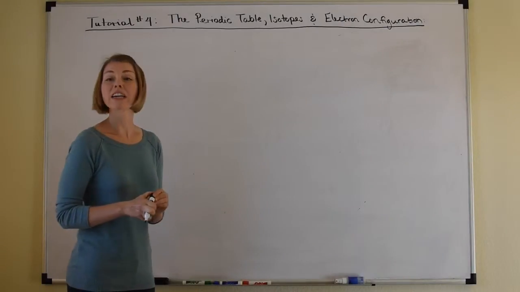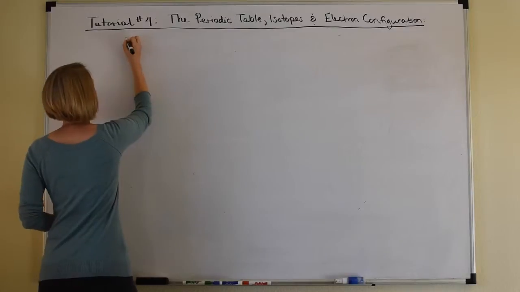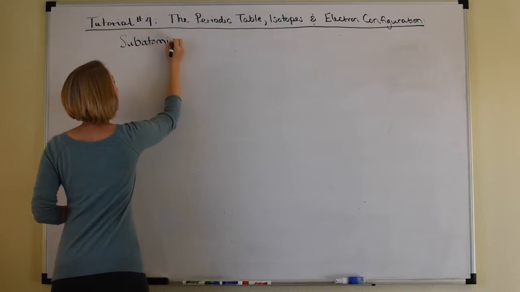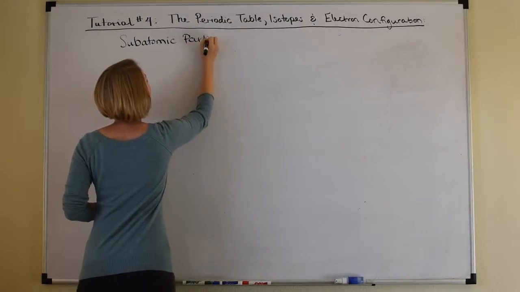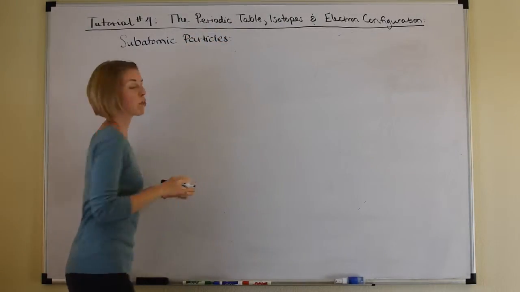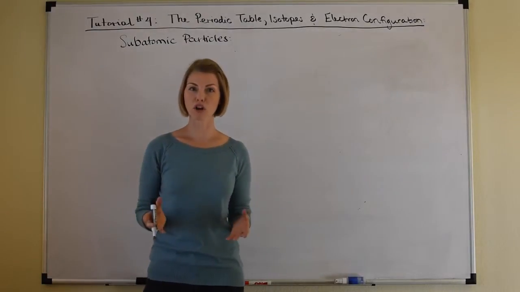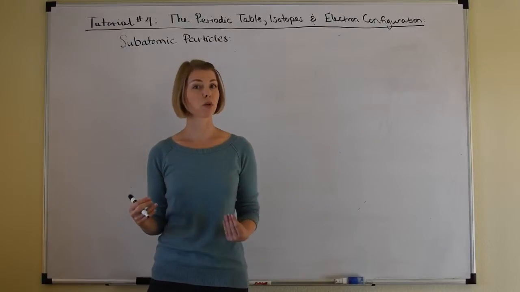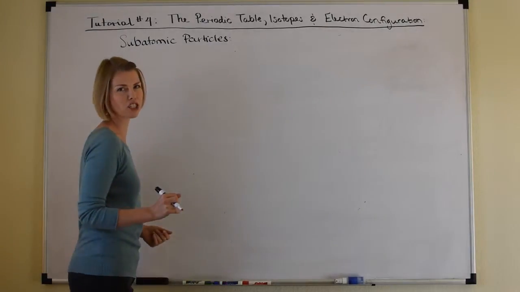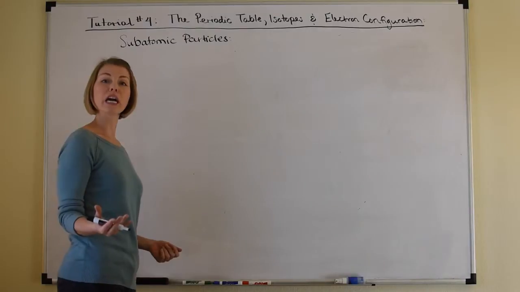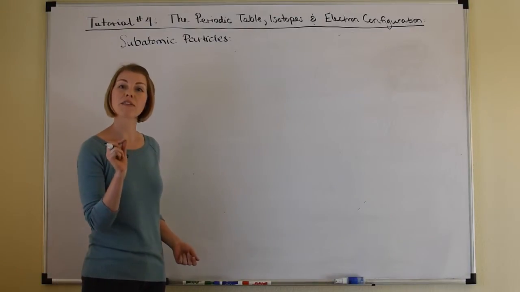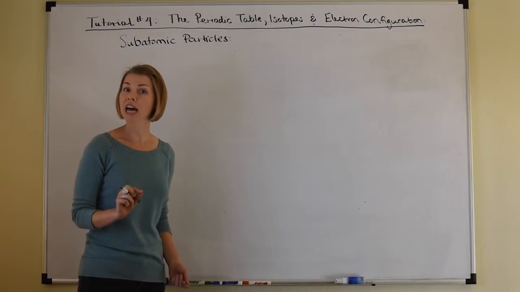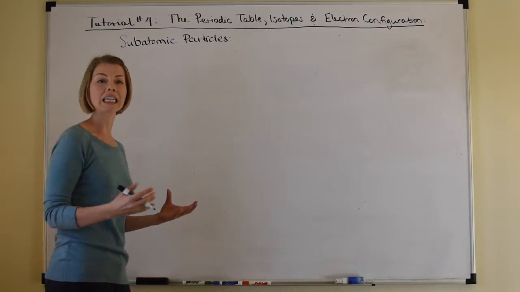Okay, we are on slide 4, subatomic particles. And we talked a little bit about the subatomic particles back in tutorial 3. So I'm just going to quickly go through what we said in tutorial 3, and then we'll add to that information as well. So in tutorial 3, we said that the smallest piece of an element that can exist and still retain the properties of that element is called an atom.